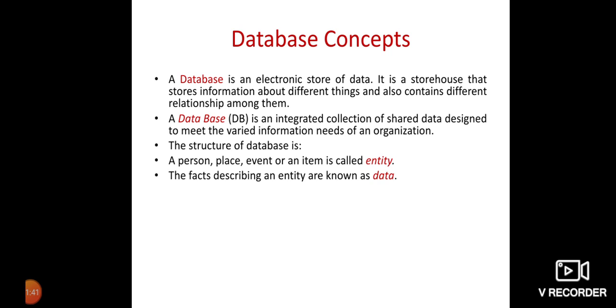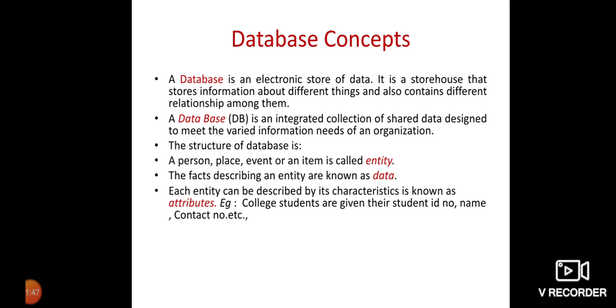Facts, that is, attributes are known as data here. The facts describing an entity are called data, and then you'll be having attributes. Each entity can be described by its characteristics called attributes. For example, a college student will be having their own student ID, name, contact number. All these things are attributes.